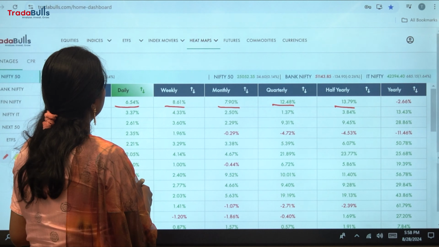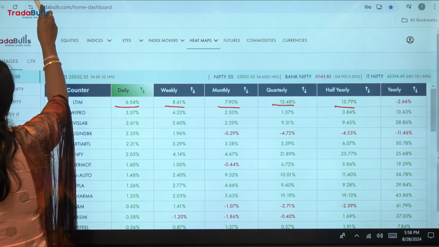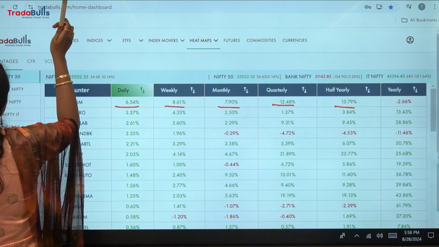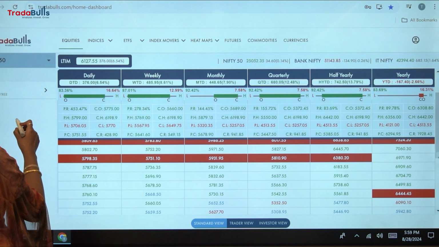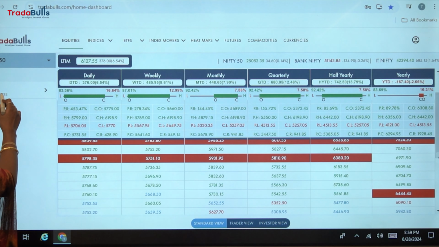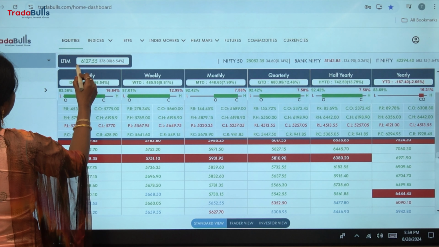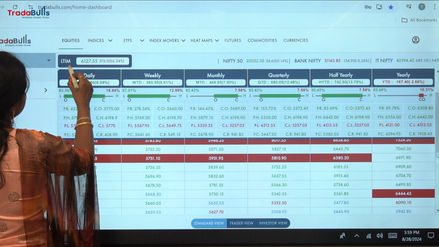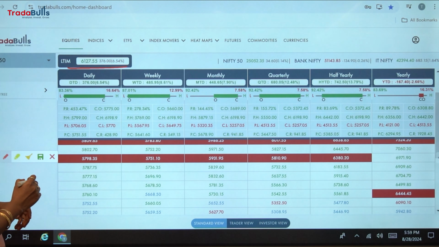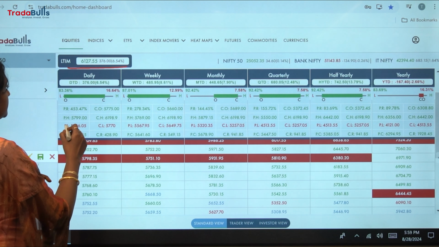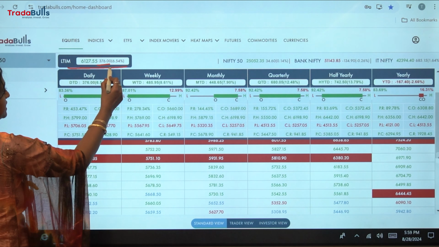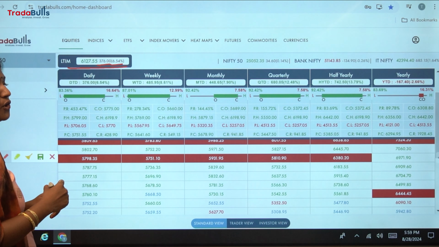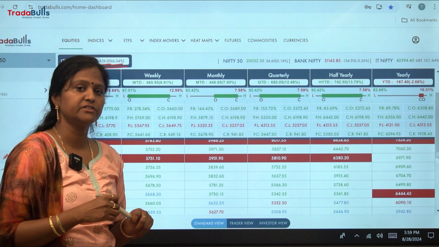So coming to the equity section, let me go directly to the equity segment. In the equity segment, I've already opened LTI Mindtree. We are in Nifty 50, and if you see here, today's closing price is 6127.55, the appreciation point is 376, and the change percentage is 6.54, which is on the positive side.